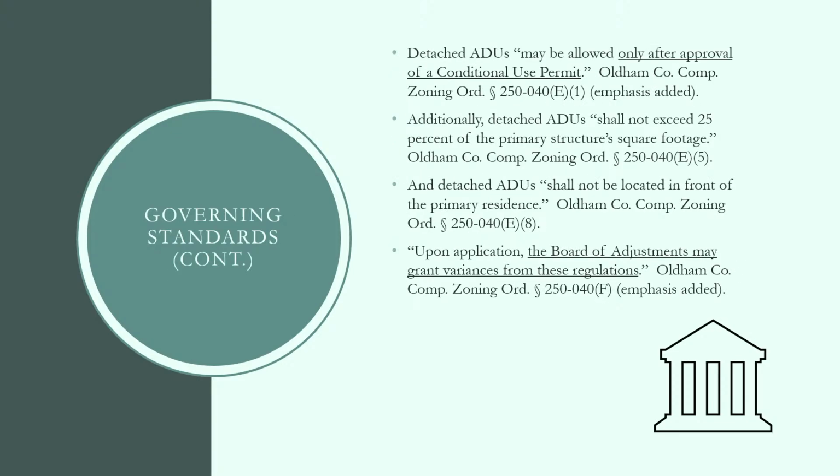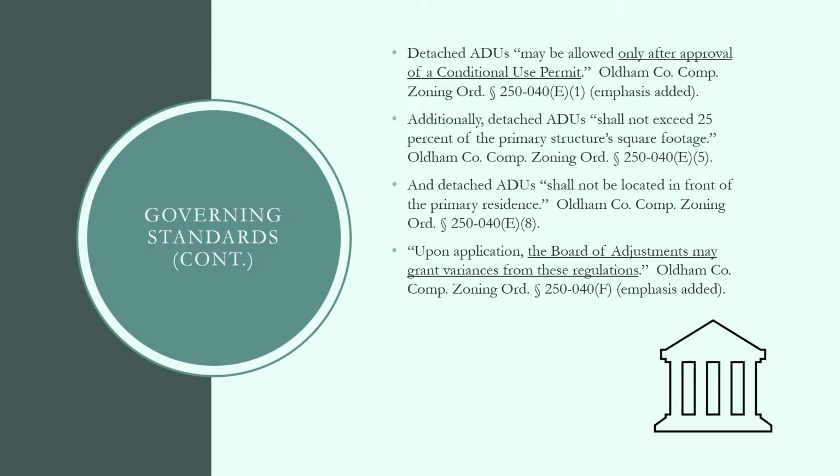A couple of different limitations or regulations inform what a detached ADU might look like. It may be allowed only after approval of a conditional use permit. Again, that's why we're here today, to ask you all to approve a conditional use permit for a detached ADU. That's in the ordinance. Additionally, detached ADUs shall not exceed 25% of the primary structure square footage. Again, we talked about how it should be subordinate, and the ordinance identifies that subordination as 25% of the structure. And we are asking again for a variance of that particular ordinance.